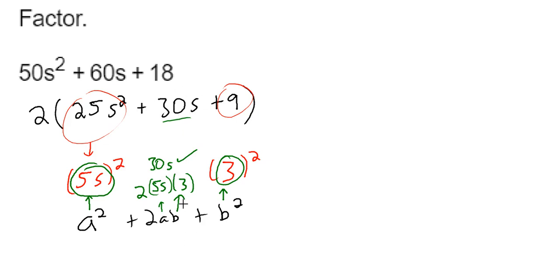So this formula is a perfect fit. We have something for A, we have something for B, and when I use those things for A and B, the middle terms match up as well. And so the formula tells me this will factor, again, like the last one, as A plus B squared, but instead of A, I have what playing the role of A? I have 5s playing the role of A, and instead of B, I have 3. In this particular problem.